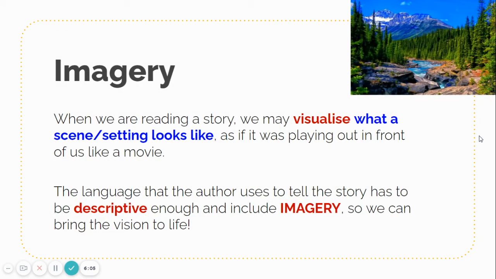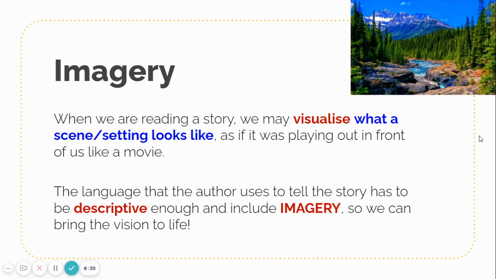Now, this is the second concept that I want to introduce to you guys today, and it's called imagery. So when we're reading a story, we may visualize what a scene or what a specific setting looks like in our heads as if it was playing out in front of us like a movie. And we've talked a little bit about visualization this year. When we're reading stories, it's really important for us to try to visualize what's going on.